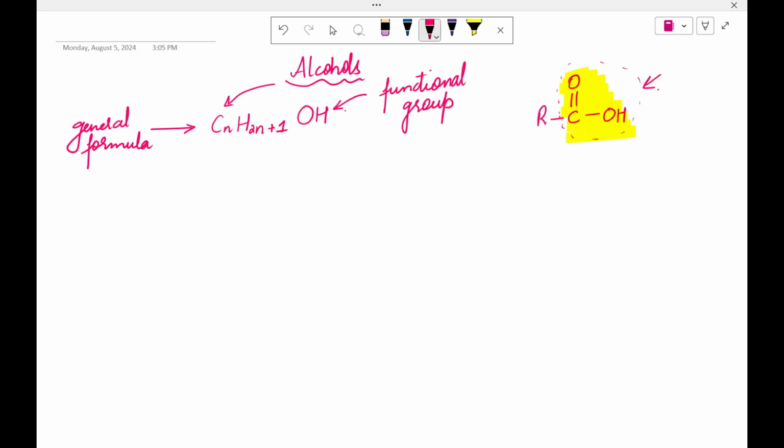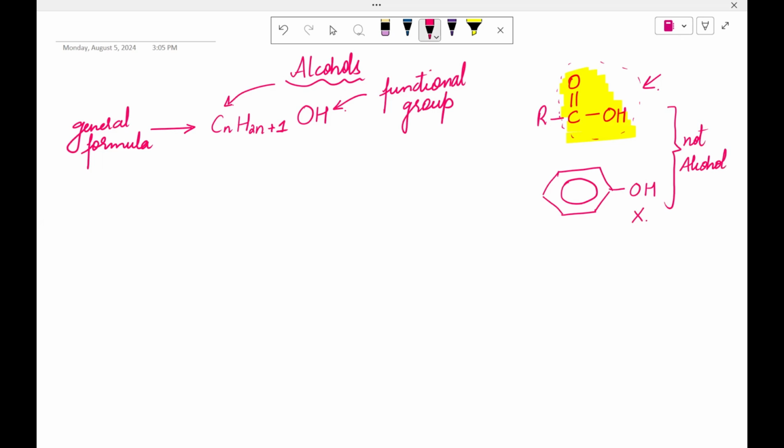And second thing, for example, we have this benzene ring. If we see which group is attached to this ring, this also doesn't represent an alcohol. So they both are basically not alcohols.